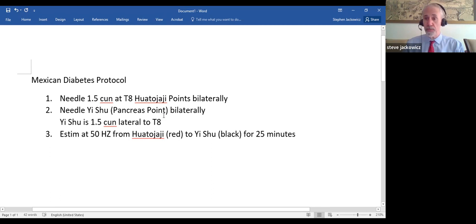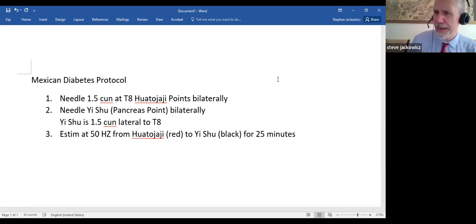Yishu is the pancreas point. Yi is the Chinese word for pancreas. That's a modern determined point. It was discovered in the modern day, right? Because we know that at T8, we say, oh, there's no traditional acupuncture point there on the bladder channel, but there is this modern discovered one called the pancreas point, the Yishu point. And so this is 1.5 sun lateral to T8. This is where you find that point. Okay, you needle that point on both sides.